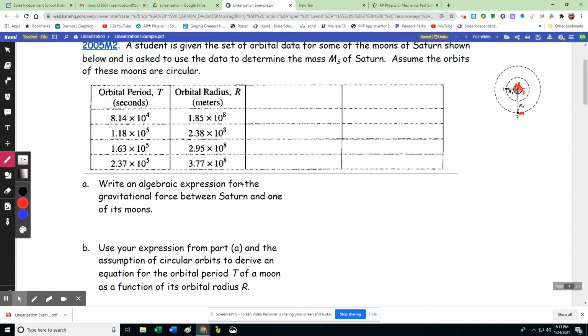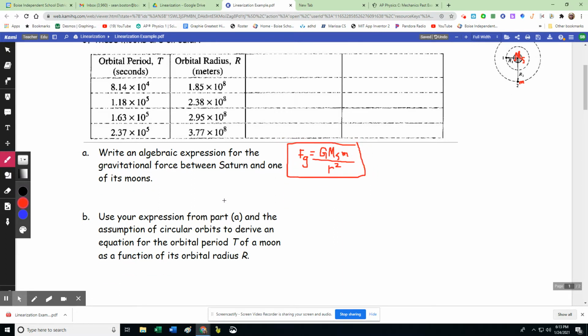Okay, so write an algebraic expression for the gravitational force between Saturn and one of its moons. That's pretty straightforward. A lot of times they give us a leading question, and I don't think this one's super tough at all. The force of gravity, which you should know by heart if you're in the class, is the big mass of Saturn times the little mass of one of the moons, divided by the square of the distance between their centers of mass. That's one of the questions. Okay, so we'll go to the next one.